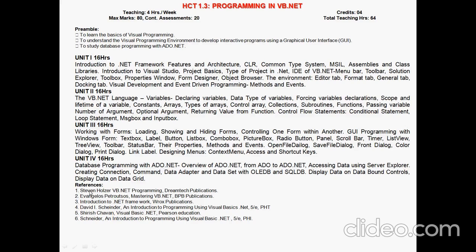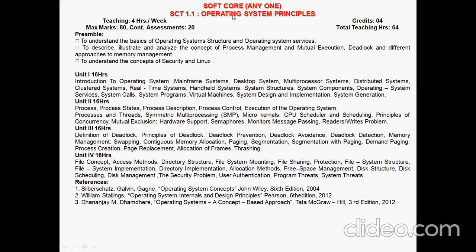Similarly, in the softcore paper, you may choose any one. Either you can go for operating system or Linux. Operating system principles has 4 units. The first is all about the introduction to the operating system, and the second is about processes and process states. The third is about the definition of deadlocks and paging, and the fourth is all about the concept of the file system.